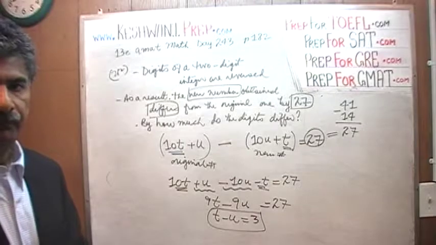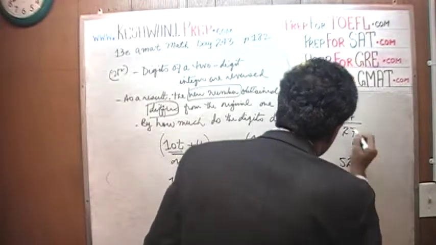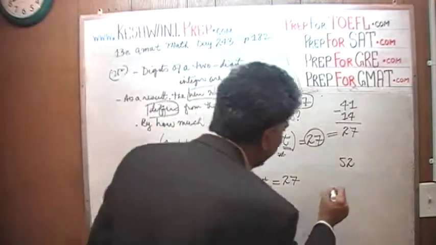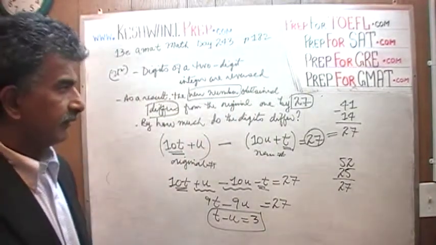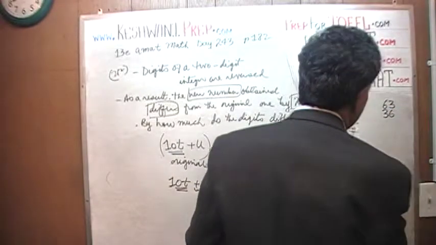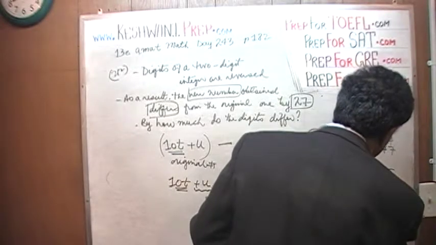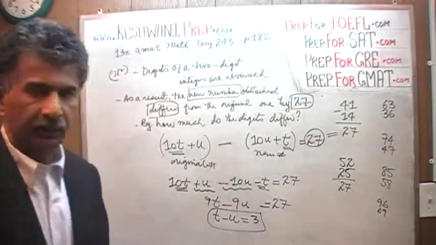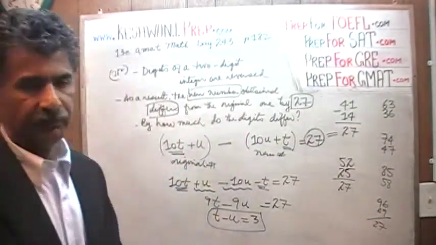That's one possibility. Another possibility is that instead of 4 and 1, maybe it is 5 and 2. These two digits differ by 3. Again, you will find 52 minus 25 is also 27. There are several possibilities. Another possibility is perhaps 63 and 36, or maybe 74 and 47, or maybe 85 and 58, or finally maybe 96 and 69. In all of these scenarios, you will find that they differ by 27 exactly, just like the problem tells us. That's it.